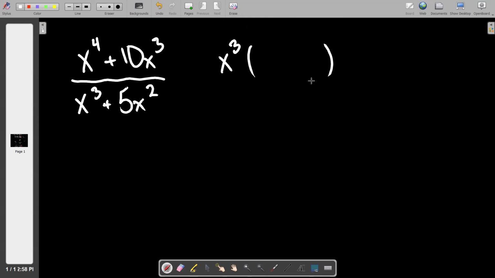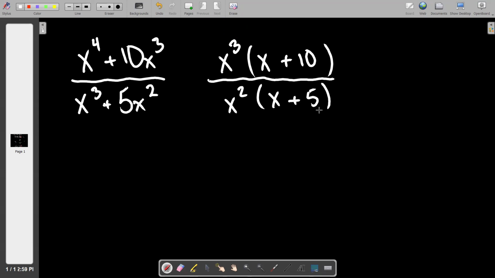What does that leave behind? Just x plus 10, right? And then what about the bottom? What can I do on the bottom? Pull out an x squared, and what does that leave behind? Good. So I have a bunch of factors, and the good news now is because they're factors, I can hunt them, and now I can take things out. How many x's can go?